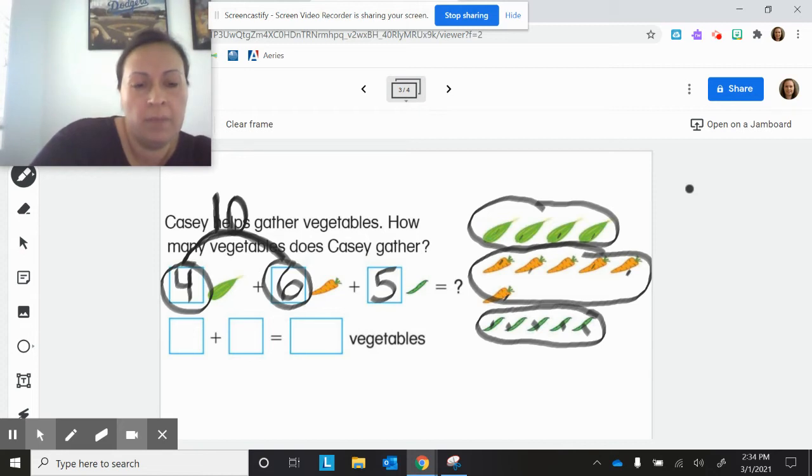Now let's come down to the bottom. Remember, we added 4 and 6. I'm crossing them out because they equal 10. And what's left over? The 5 from the peas, right? Let's put that down here.